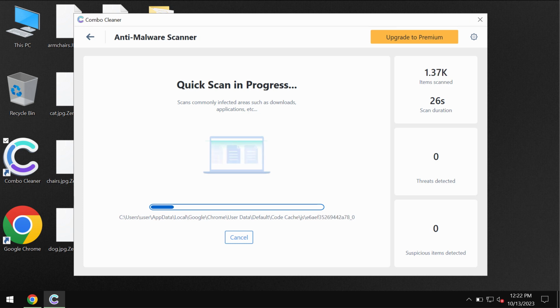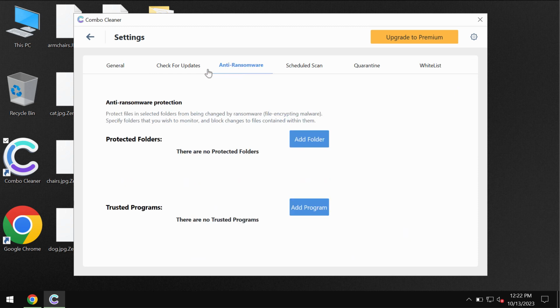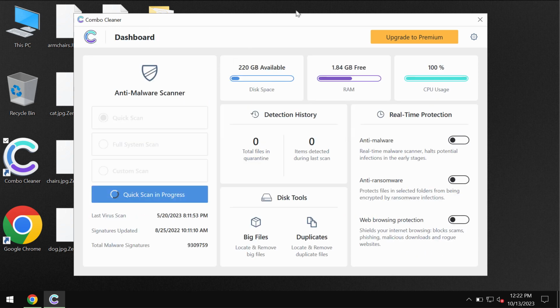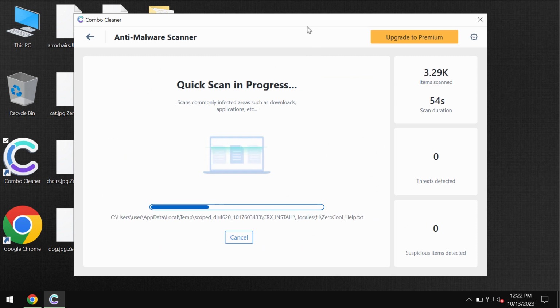Let me emphasize your attention on the fact that Combo Cleaner does not decrypt files. It has got anti-ransomware feature. It helps to remove the ransomware and to protect the data. But Combo Cleaner does not decrypt the files. And there is no other antivirus, by the way, which would be able to decrypt these files. But I need to mention this clearly once again. Combo Cleaner does not offer file decryption services.